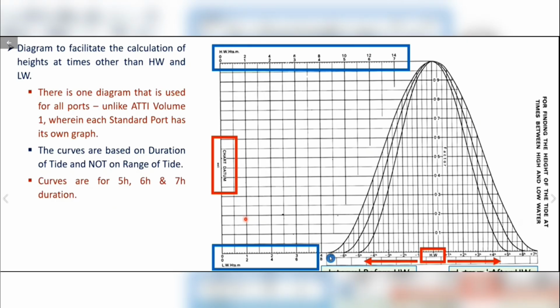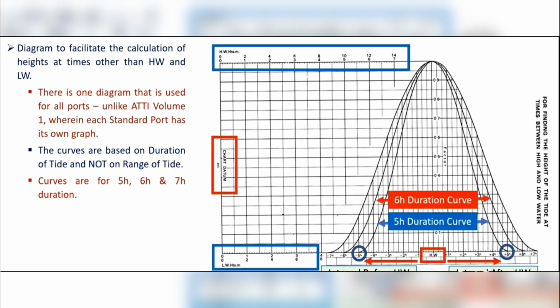Yes, sir. Very good. There are 3 curves for 5 hours, 6 hours, and 7 hours. This curve, which is now being marked by the blue arrow out here, is the curve for 5 hours duration. This is the curve for 6 hour duration, the middle one, and the outermost is the curve for 7 hours duration.